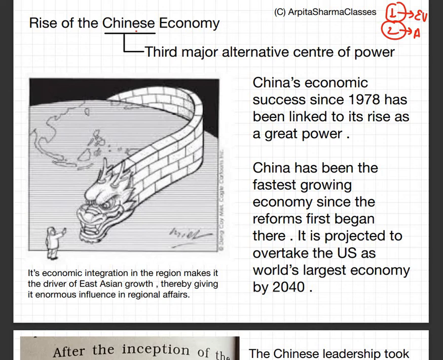Coming on to the third very important topic, which is the rise of the Chinese economy. We know that we have so far studied the first alternative power center, that is the European Union, and the second alternative center of power, that is ASEAN. Third was the Chinese economy. If you think that after USSR's disintegration in 1991, only ASEAN, that is the Asian nations, and European nations came together, that is wrong. Even China used this opportunity to expand its economy.